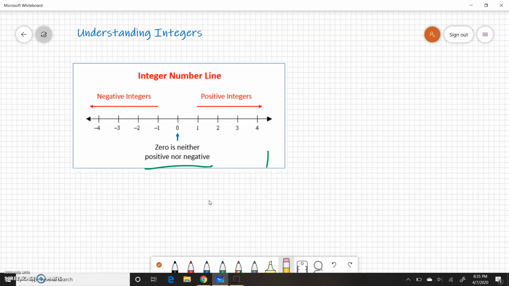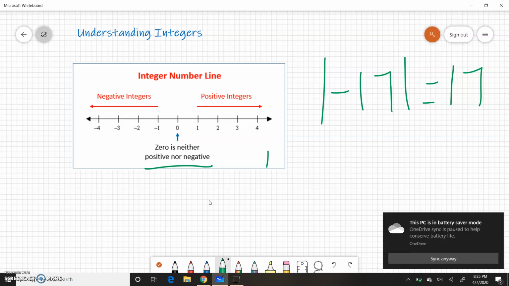Absolute value is written like this. So what is the absolute value of negative 17? As an answer, you would write 17. Absolute value is just asking you how far is negative 17 from 0 on the number line. Well, it's 17 spaces. So that's what absolute value is asking you.